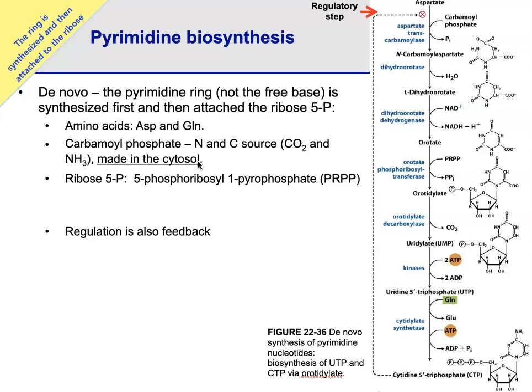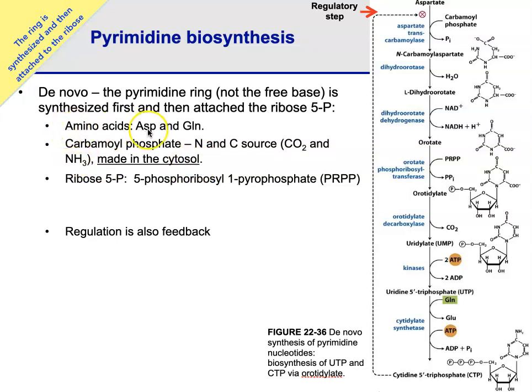You've heard about carbamyl phosphate and carbamyl phosphate synthase during the urea cycle pathway, but that enzyme works inside the mitochondria and again uses bicarbonate and ammonia to generate carbamyl phosphate that is used in the mitochondria for the urea cycle. This carbamyl phosphate, made again of carbon dioxide and ammonia, is made by carbamyl phosphate synthase 2, but in the cytosol of the cell, not in the mitochondria.